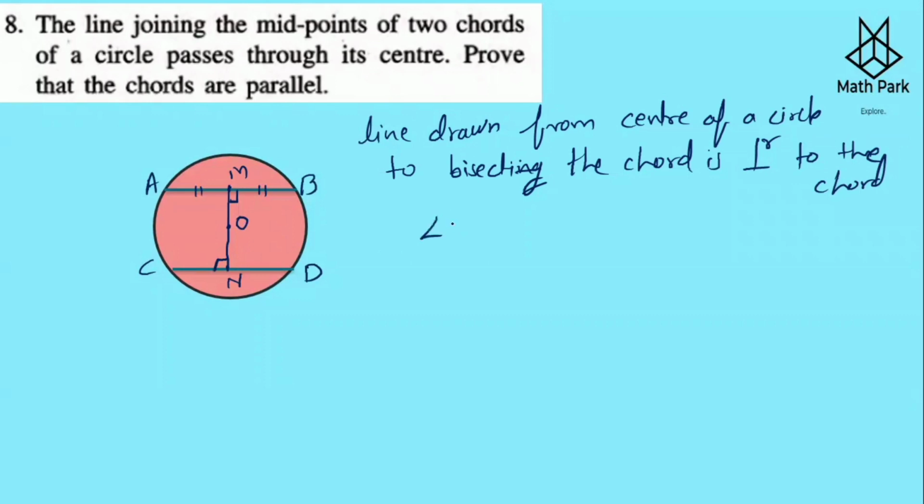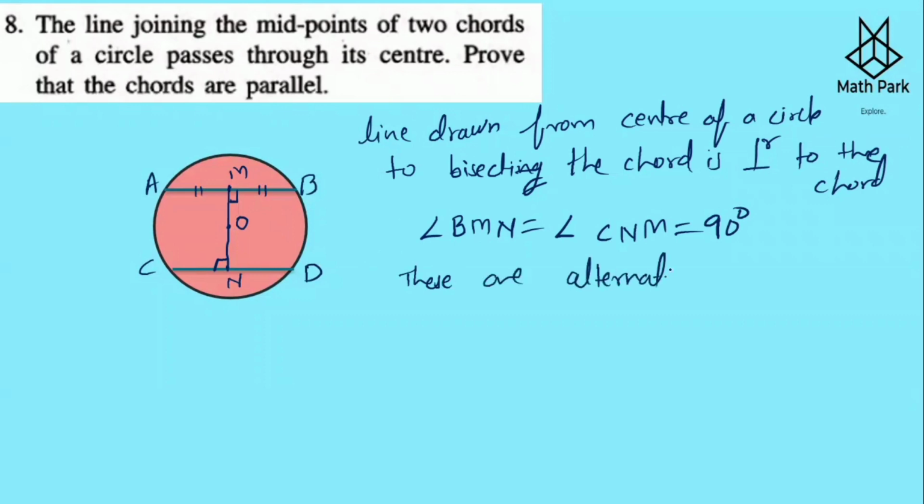So you have angle BMO, equal to angle CNM, is equal to 90 degrees. And these are alternate angles.